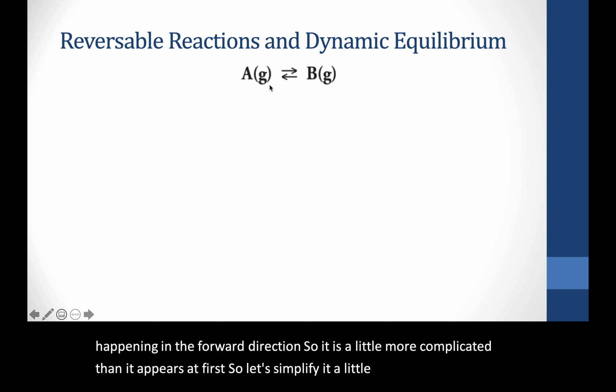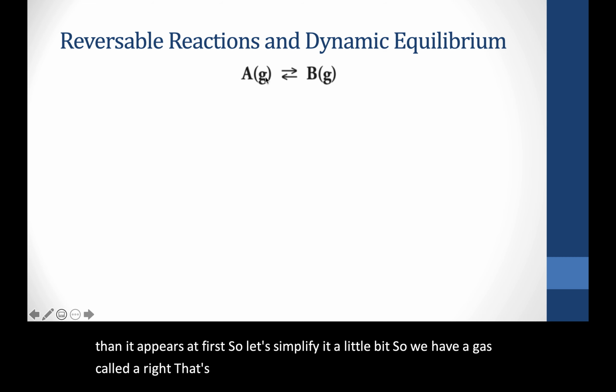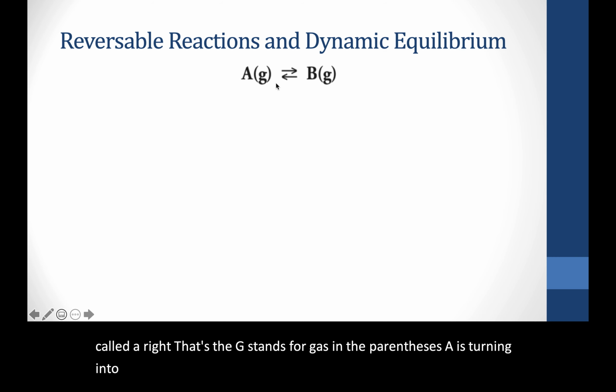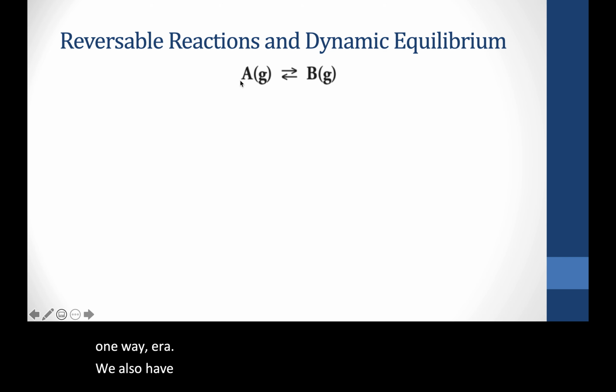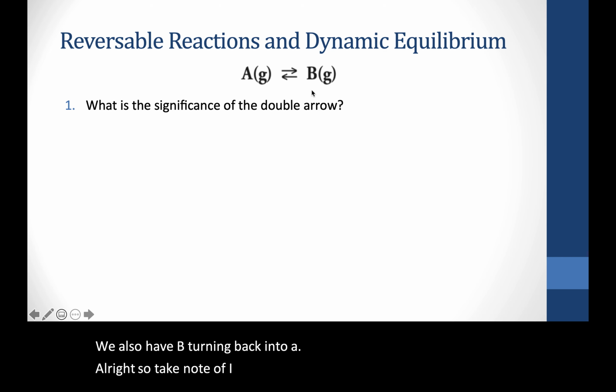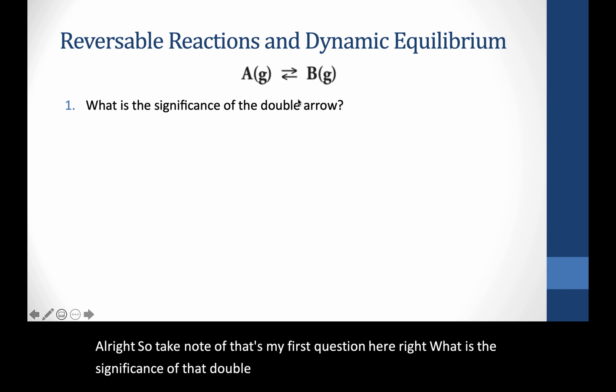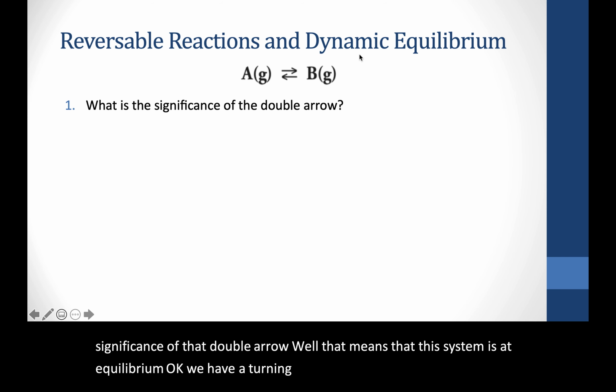So we have a gas called A, right? The G in the parentheses stands for gas. A is turning into B, but also notice this looks a little different now. It's not just a one-way arrow. We also have B turning back into A. So take note of my first question here: what is the significance of that double arrow? Well, that means that this system is at equilibrium. We have A turning into B and B turning into A.